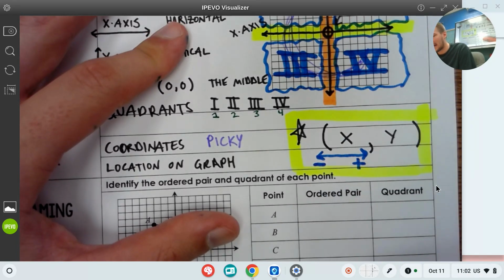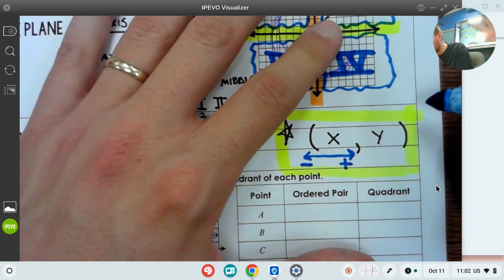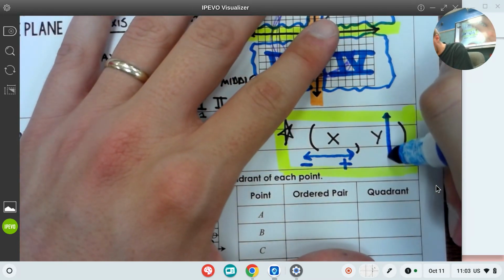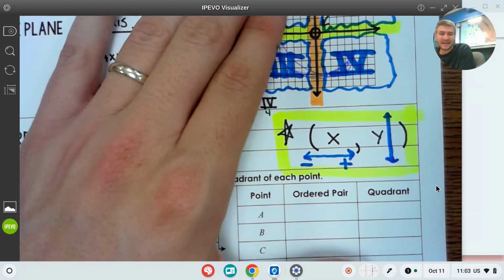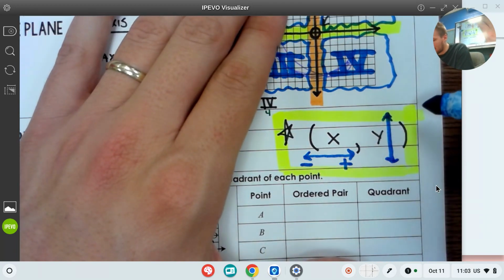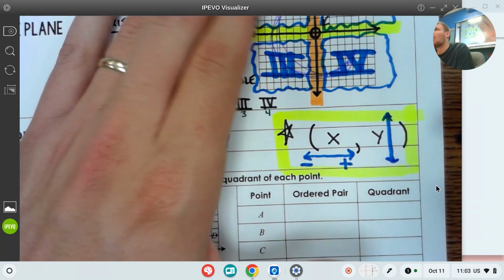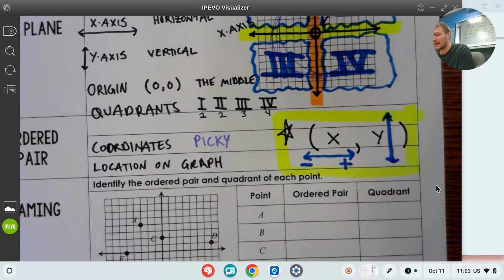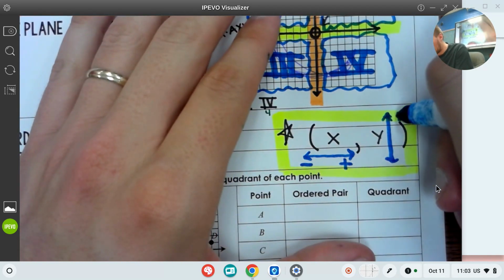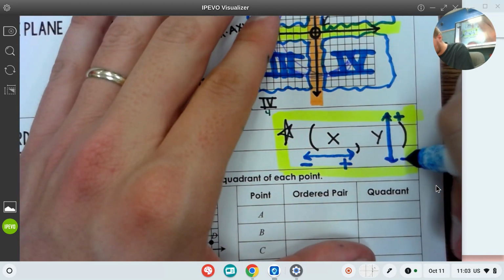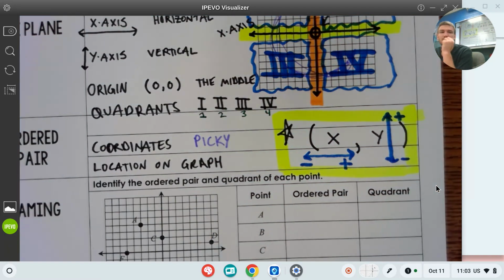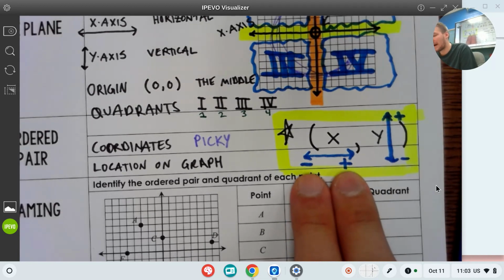So write that down. What does the y do? The y takes you up and down like an elevator. Which one is positive, up or down? Up. Going up is positive, going down is negative. Okay, write down the positives and negatives, I'm telling you.